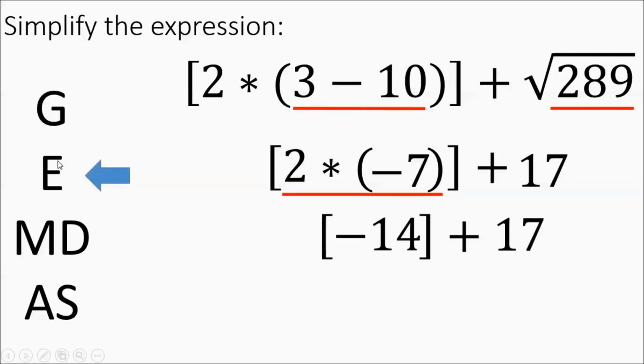So we don't have any exponents, we don't have any multiplying or dividing now. We just have the add, subtract, and looking at this, -14 plus 17, 14 negatives, 17 positives, you're going to have 3 positives left over.